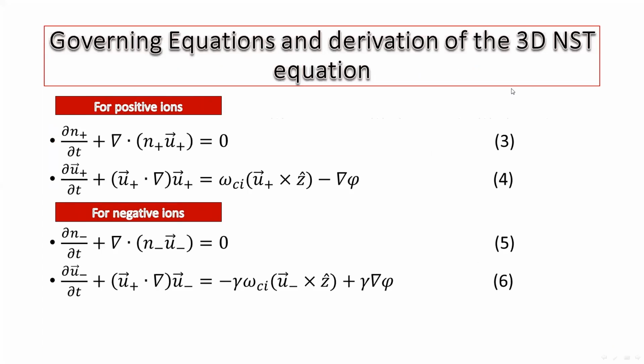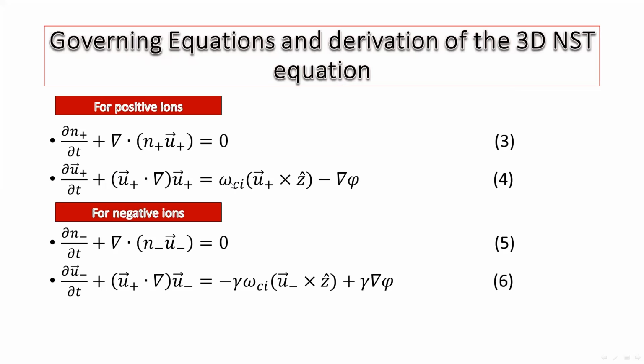Governing equations and derivation of the 3D nonlinear Schrodinger equation. We have two-fluid equations for positive and negative ions. Firstly, for the positive ion, we have a continuity equation, which represents the conservation of number density, and an equation of motion, which represents the conservation of momentum.